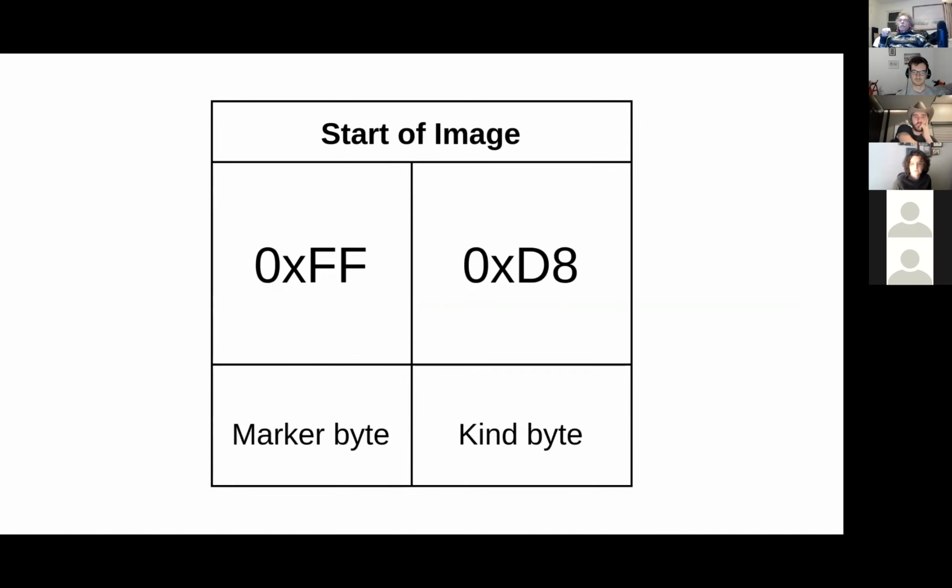The first 2 bytes of our file, hex FFD8, are actually the entirety of the first segment. Hex D8 is the kind byte for start of image, a segment with no data that represents the start of the file. When a tool like stat or a file manager auto-detects a JPEG file, it looks for the magic number hex FFD8FF, the start of image segment plus the marker byte of the next segment.